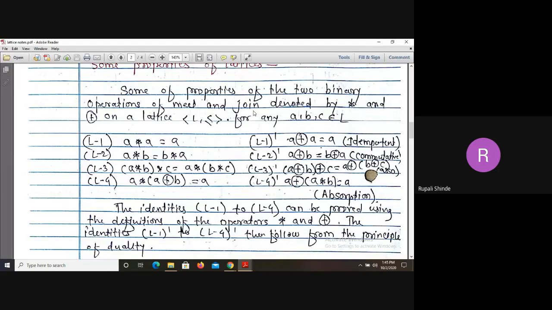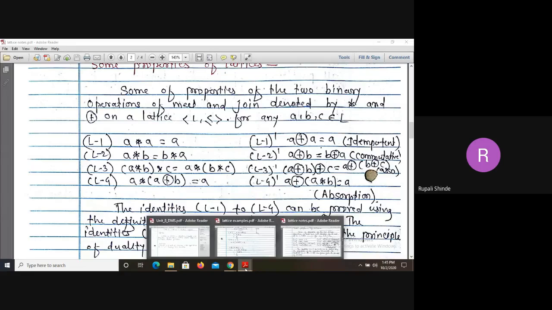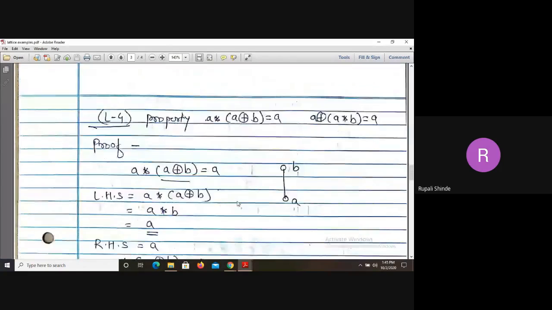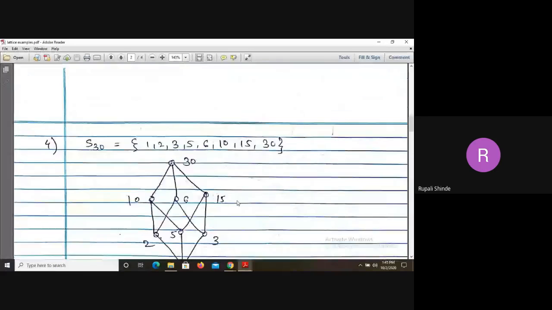Again, meet and join mean what? Greatest lower bound and least upper bound. So this join operation is A ∨ A is equal to A. So here we have just written the properties. Now we have to prove whether whatever statements we have written are correct or not. So proofs are given here. The first property we have to prove.